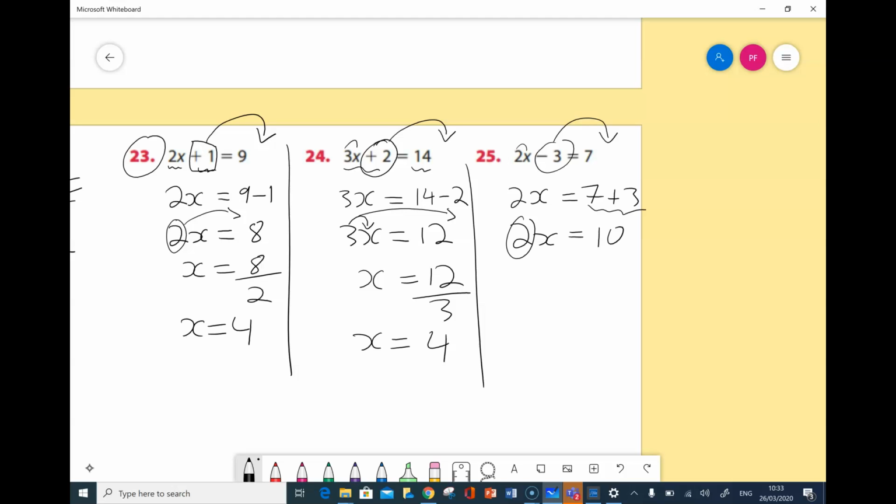Next we have the 2 whose job is multiplying the x. When it comes over, it changes its job from multiply to divide. 10 divided by 2. And x is equal to 5.